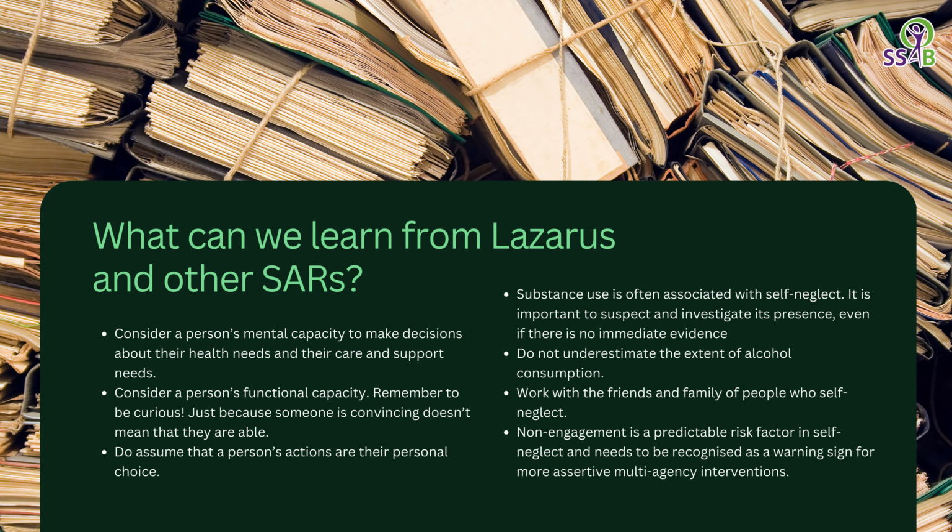So what might we learn from Lazarus and other safeguarding adult reviews? Well, there's a need to consider a person's mental capacity to make decisions about their health needs and their care and support needs when they are not meeting these themselves and they are declining offers of support. Consider their functional capacity. Remember to be curious. Just because someone is convincing doesn't mean that they are able. And don't assume that a person's actions are their personal choice.